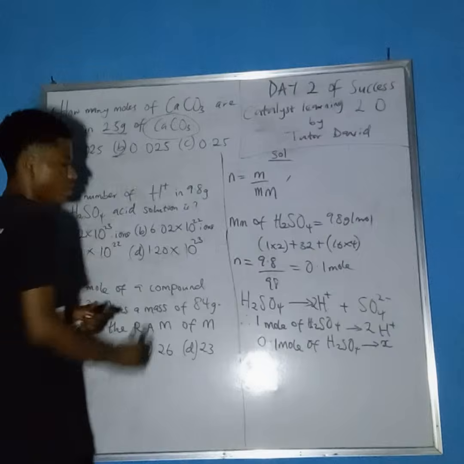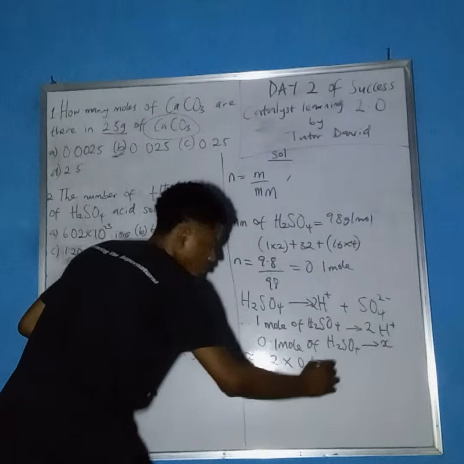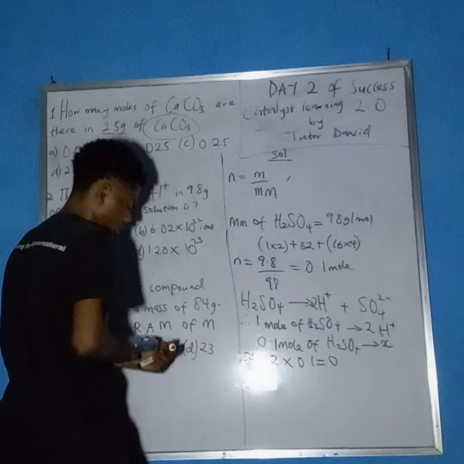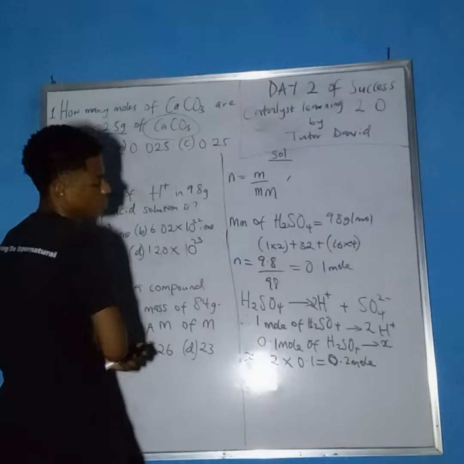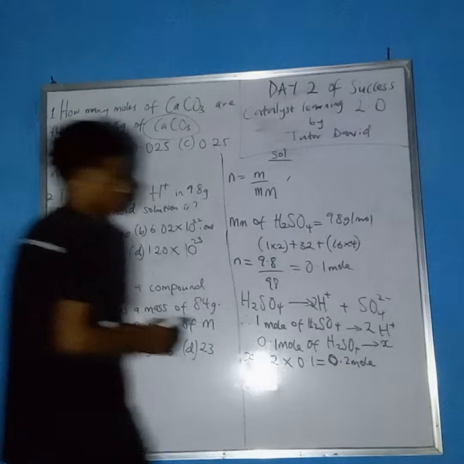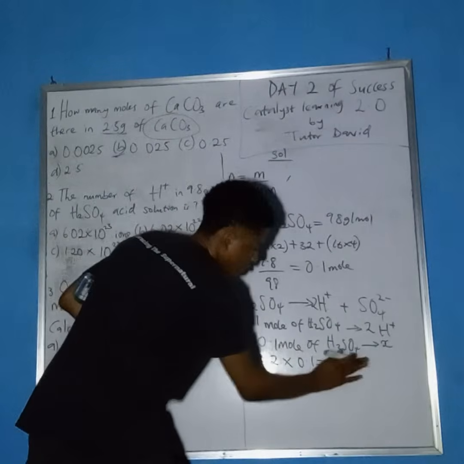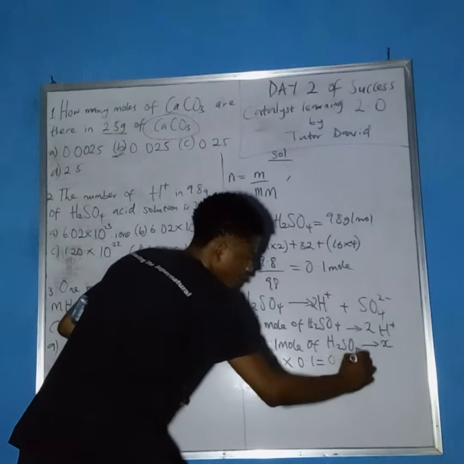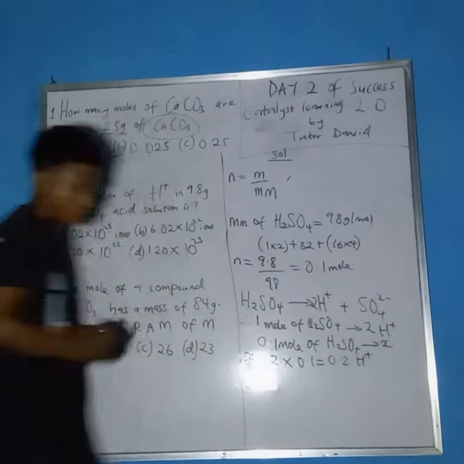So when we cross multiply, X becomes 2 times 0.1, which gives us 0.2. So 0.1 mole of H2SO4 will give us 0.2 mole of hydrogen ions. Sorry about this, guys, I think it's a slight mistake.